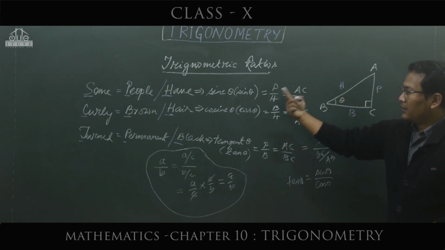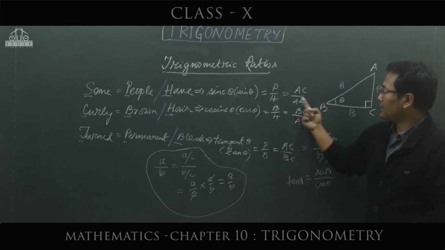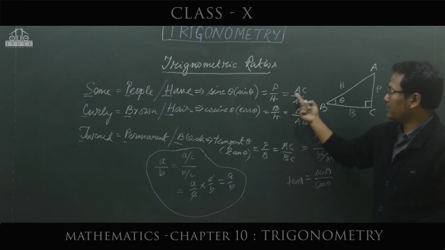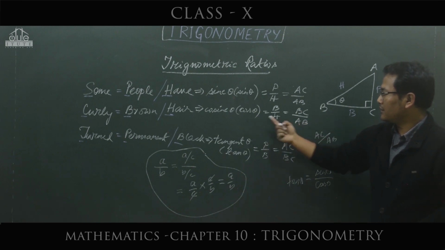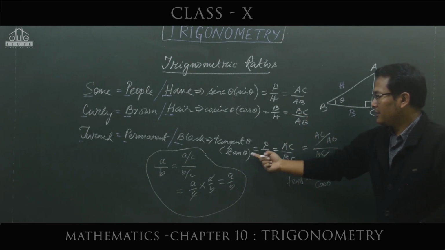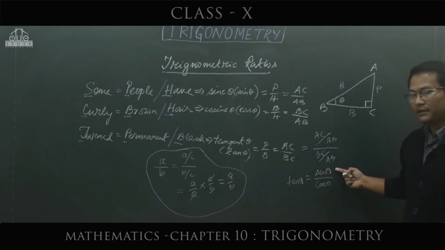So what are the trigonometric ratios that you have learned so far? Sin theta is equal to perpendicular by hypotenuse, that is AC by AB, considering the figure. Cos theta is equal to base by hypotenuse, and tan theta is equal to perpendicular by base, or sin theta by cos theta.